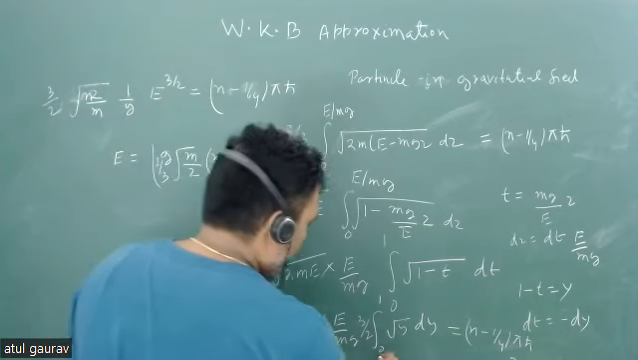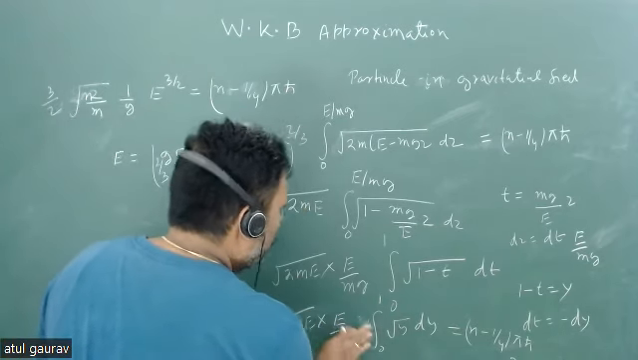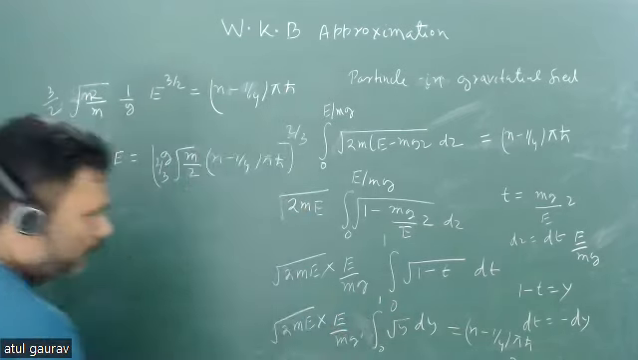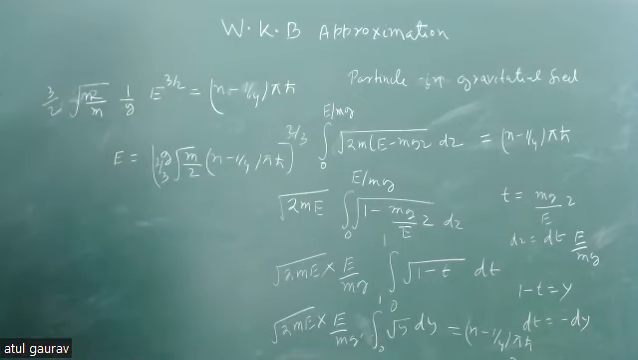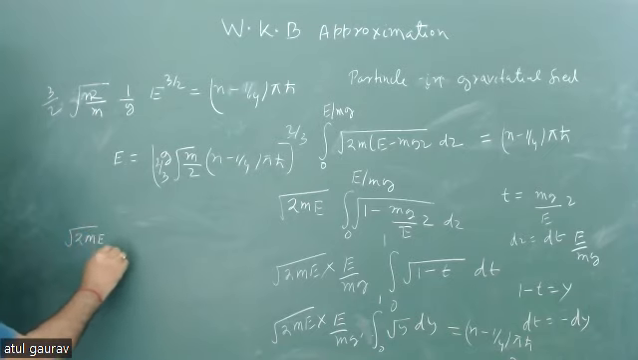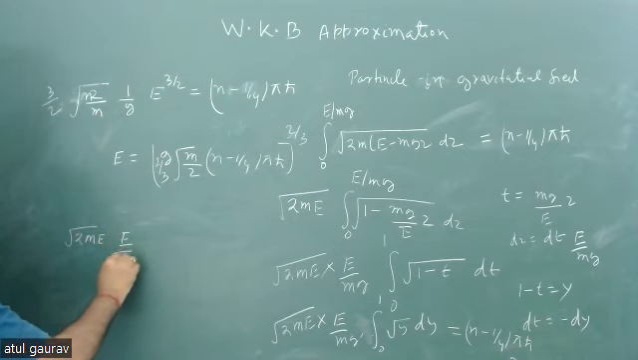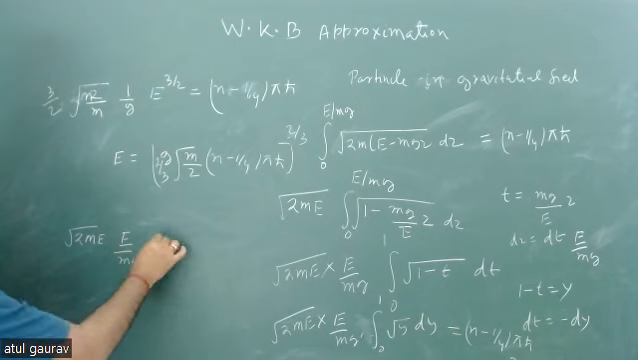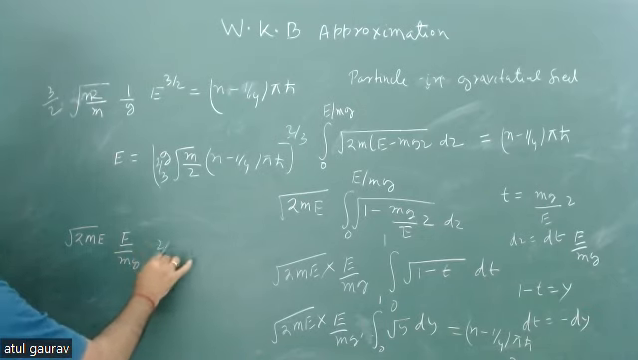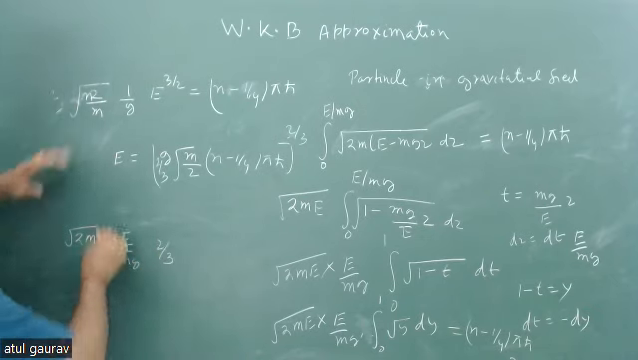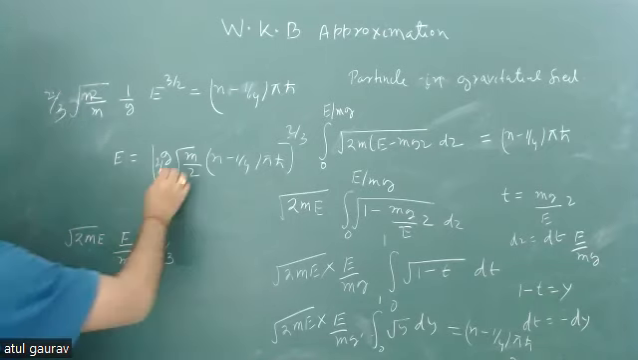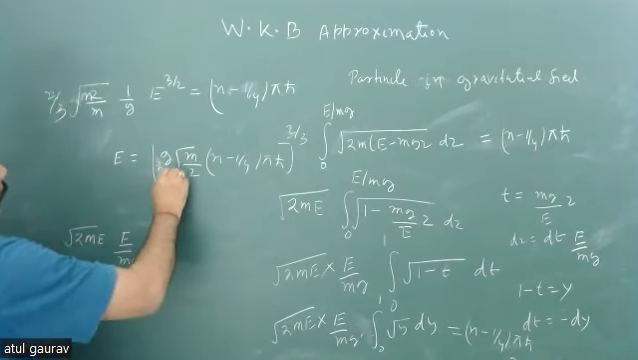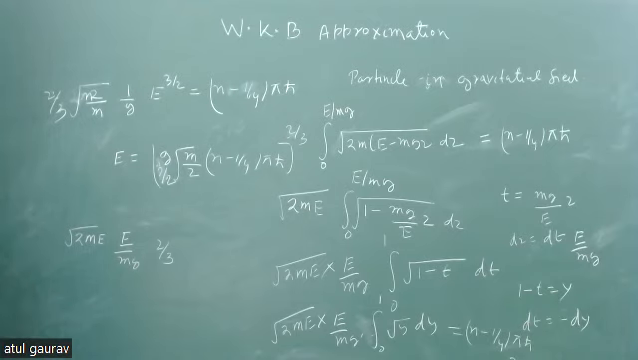Sorry, here we will integrate. So when we integrate it, what will you get? Root under 2m, e upon mg, and this value is 2 by 3. So this value is 2 by 3, and here we will get 3 by 2. Good. ठीक है ना?